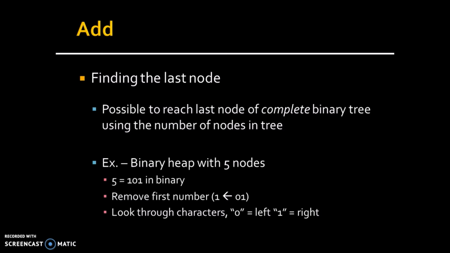Add. An important part of add is finding the last node in the tree. It's possible to reach the last node of a complete binary tree using the count of the nodes in the tree. We begin by converting the count into its binary form. An example of a binary heap with 5 nodes: 5 is 101 in binary. You remove the first number in its binary form and look through the characters. 0 means go to the left, and 1 means go to the right, starting from the root.